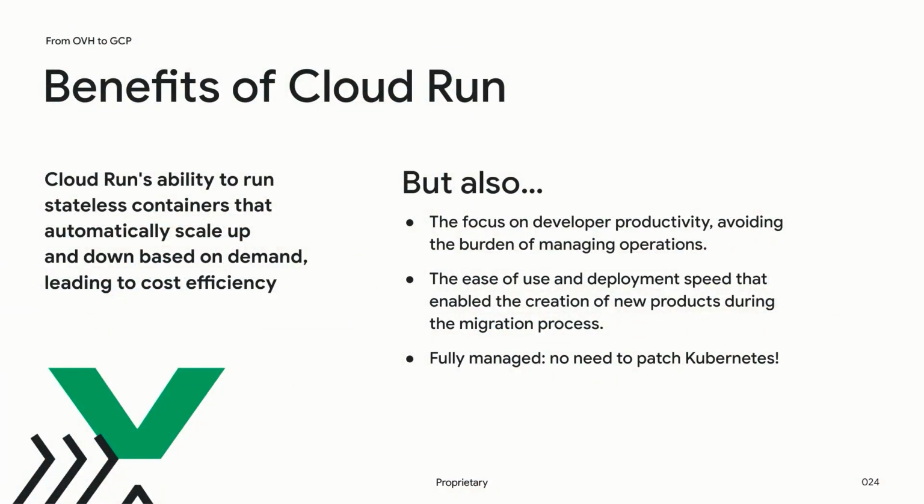Metrio chose Cloud Run, Google's serverless compute platform, to fully power its sustainability reporting software. Cloud Run allows Metrio to run stateless containers that automatically scale up and down based on demand. This means that Metrio only pays for the resources that they consume when they are serving requests and does not have to worry about auto-scaling policies or managing infrastructure.